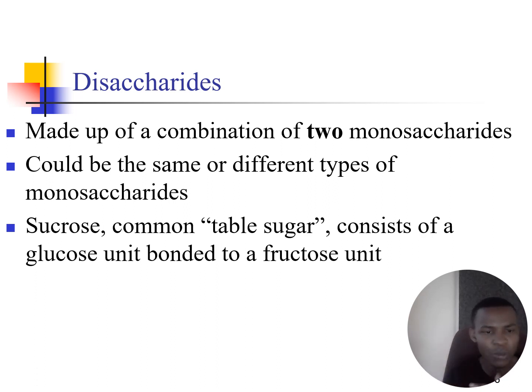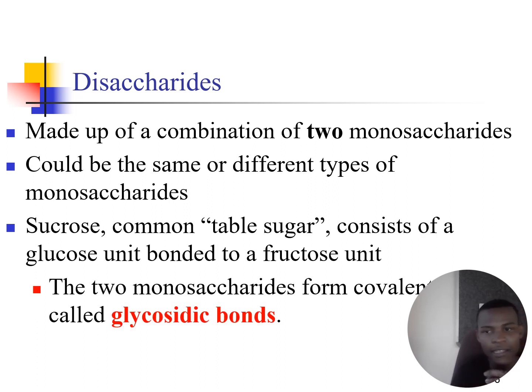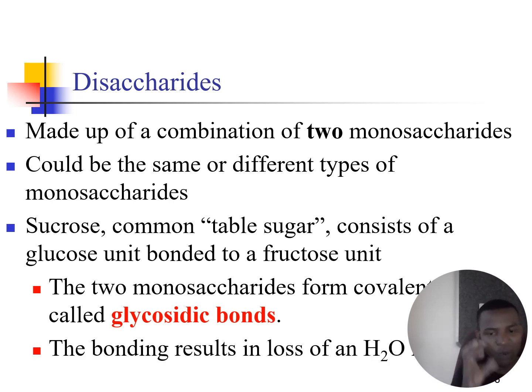You know that when you bring glucose and fructose, you form sucrose. Sucrose is a disaccharide sugar. It is formed by two sugars together. That's why I say it's a disaccharide sugar. The bonding results in loss of H2O molecules. So when a glycosidic bond forms, water is being released.